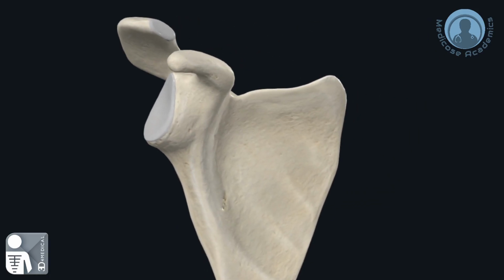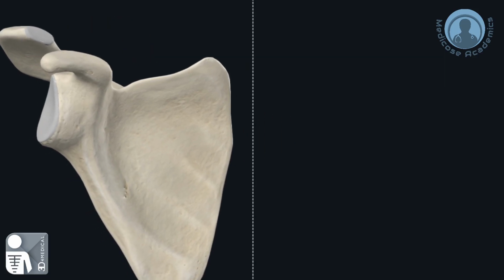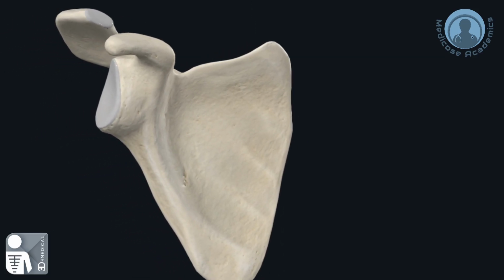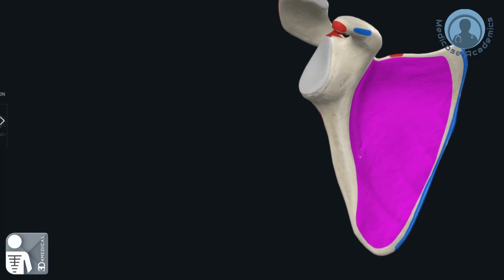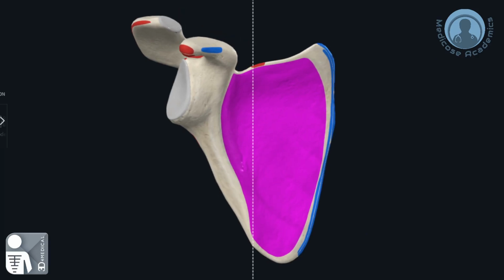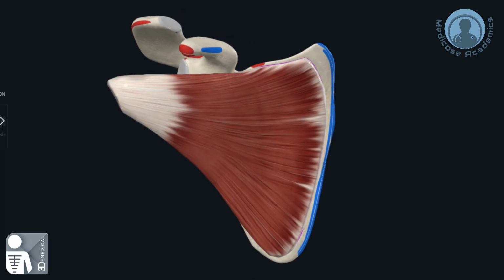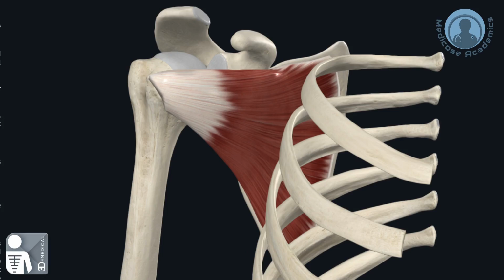Now let us start discussion of the attachments of the scapula. For that we will change the color coding of the bone. This fossa gives attachment to the subscapularis muscle, and the subscapularis muscle gets attached to the humerus bone.